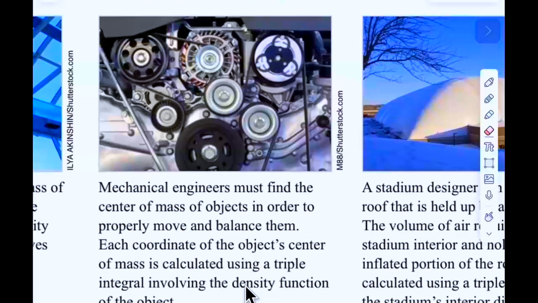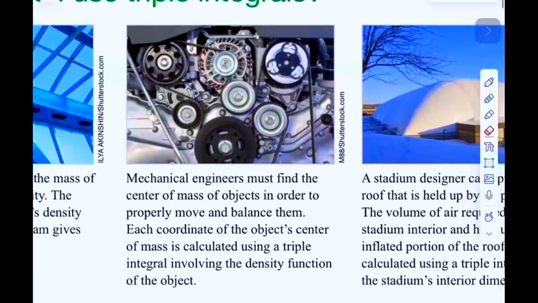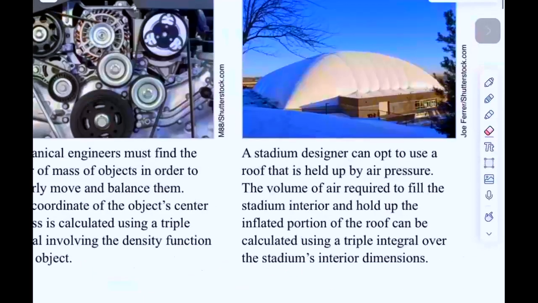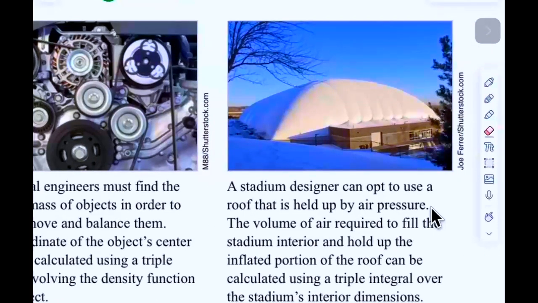Mechanical engineers must find the center of mass of objects in order to properly move and balance them. Each coordinate of the object's center of mass is calculated using a triple integral involving the density function of the object. A stadium designer can opt to use a roof that is held up by air pressure. The volume of the air required to fill the stadium interior and hold up the inflated portion of the roof can be calculated using a triple integral over the stadium interior dimensions.